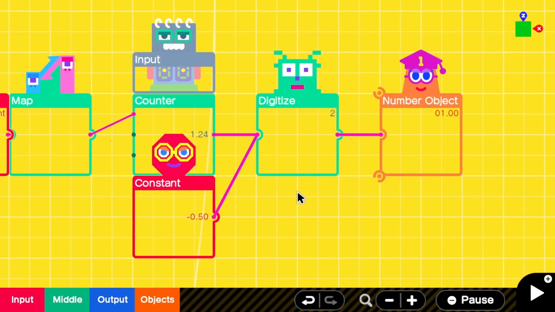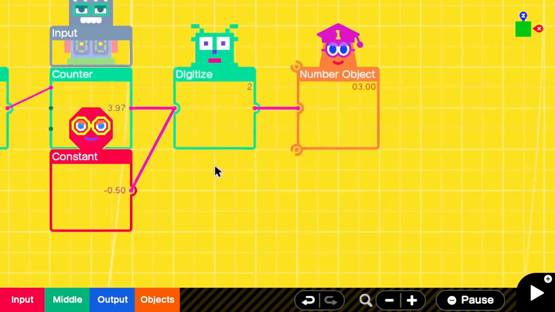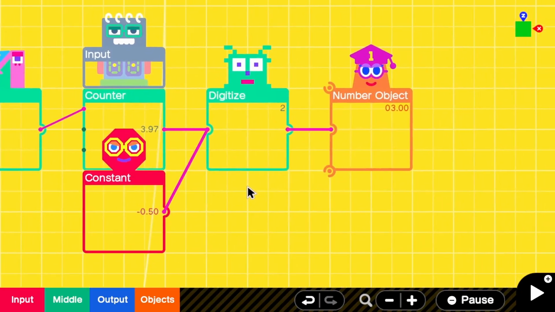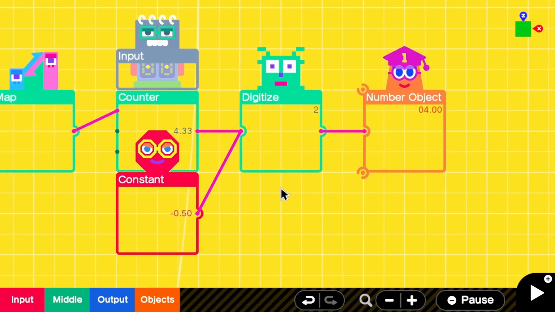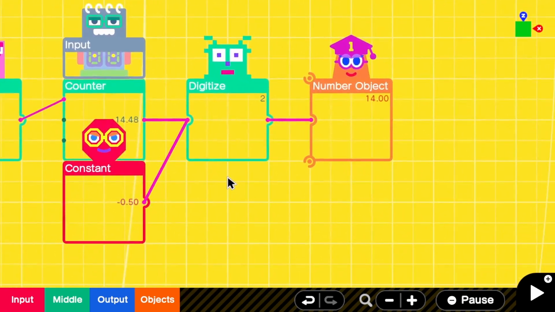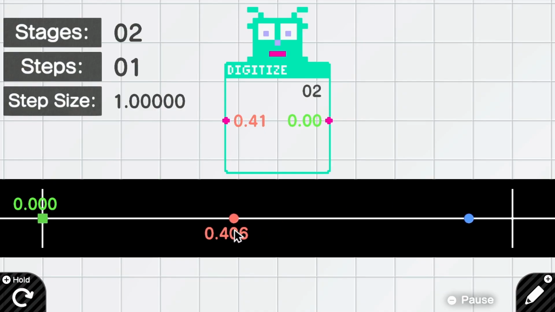You see that with our input here, whatever value it gets to, it just rounds down to the lower integer. For example, 3.97 rounds down to 3. When it crosses 4, it rounds to 4, and so on. It's actually very simple. And to illustrate how this works, let's go back here. So here we have the same original setup, but now I've added this blue circle to represent our actual input. And this red circle is now our actual input minus 0.5. And that value is what's actually being sent to the input of the digitize.